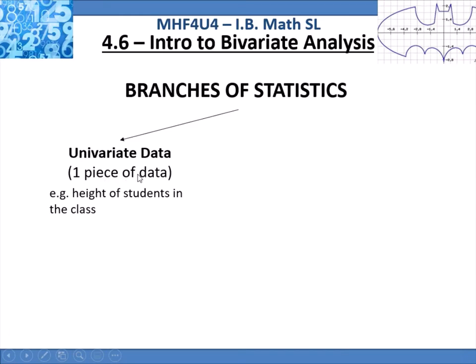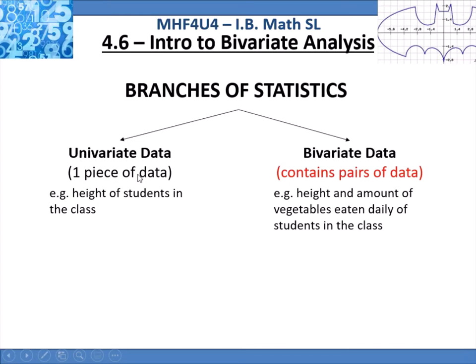That's when we look at one piece of data. This chapter, bivariate data, which contains pairs of data. This is in red, so it should be written on your page. So there's my classic example: height of each student and the amount of vegetables they eat every day. Do vegetables make students taller? Well, we have to look at the data and see if there's any truth to that. So that's what we're looking at now.